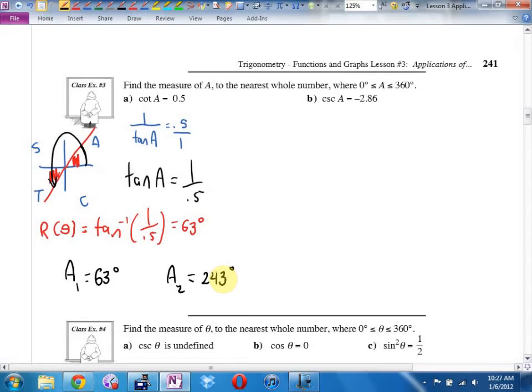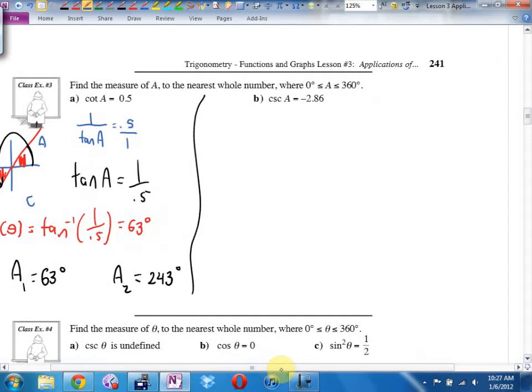B. What trig function did they give me in B really? Not cosecant. What did they really give me? I'm going to replace cosecant with sine and flip the other side. And now it's a question that we've done before. CAST rule. By the way, the most common mistake: kids remember to flip this side, they forget to flip this side, and now you've completely changed the question. Now you're saying sine A equals that. No. It was cosecant equals, flip both sides.